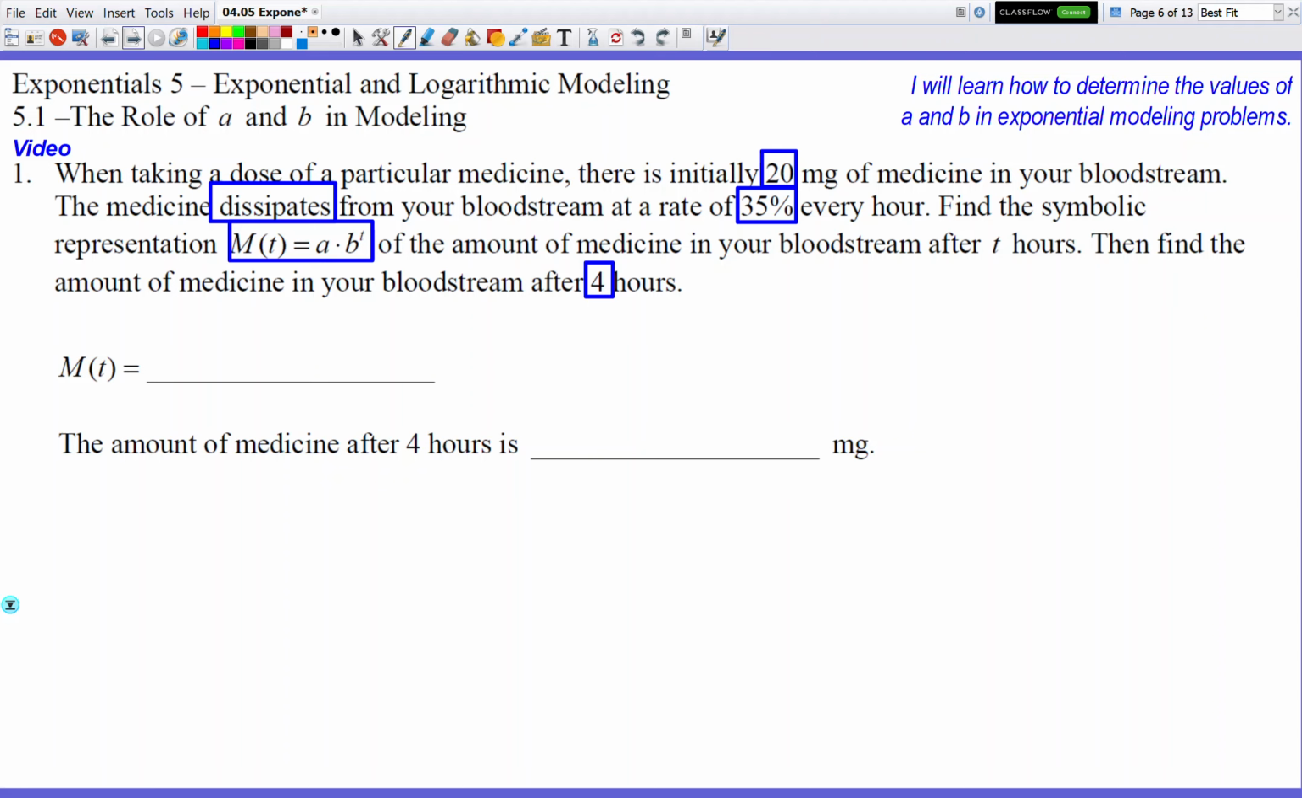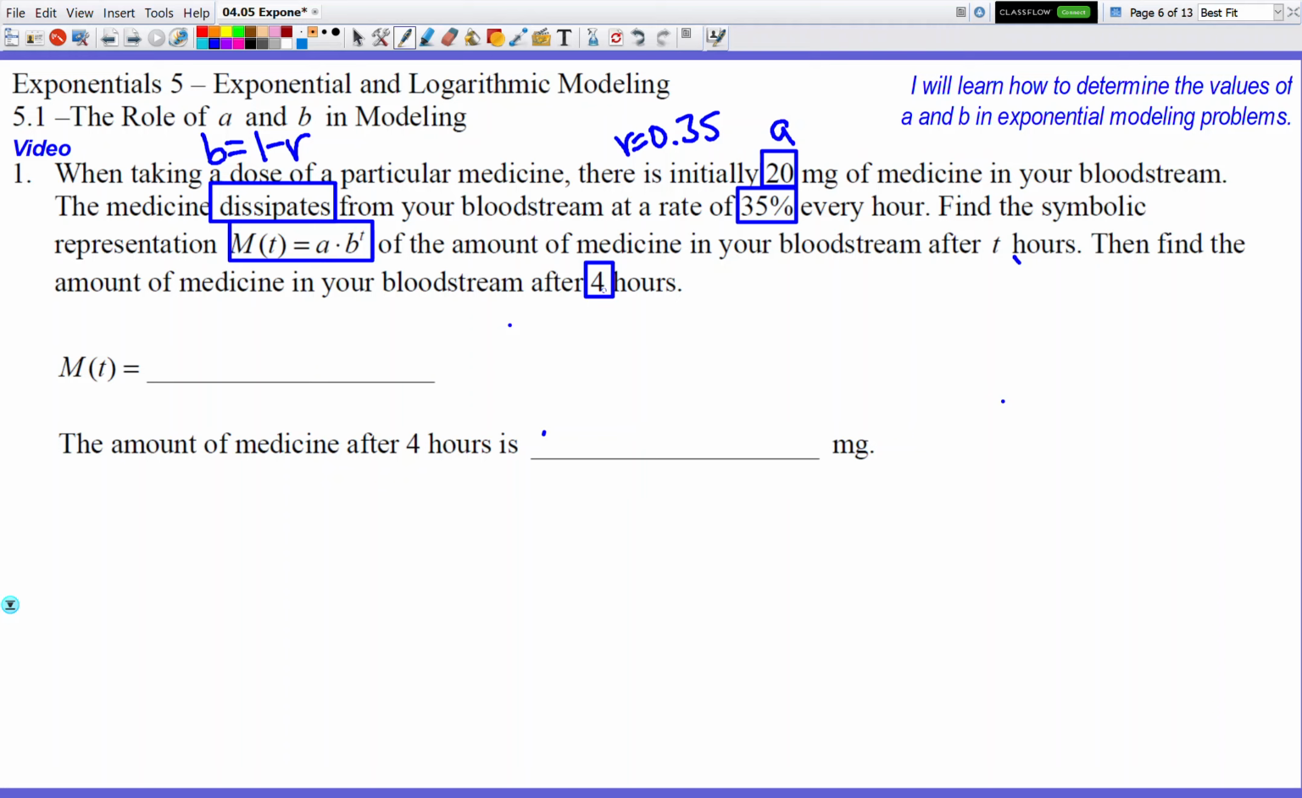So the 20 is going to be your a value. Okay, so I'm going to put a little a next to the 20. And your 35 is going to represent your r value, so I'm going to write that as a decimal, r equals 0.35. The word dissipates, that's a pretty uncommon word. It means to basically dissolve or disappear or get smaller. So since it says that, we're in the scenario called b equals 1 minus r.